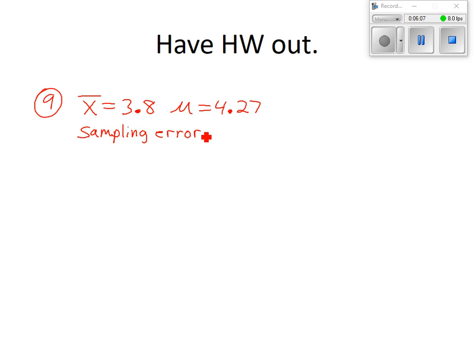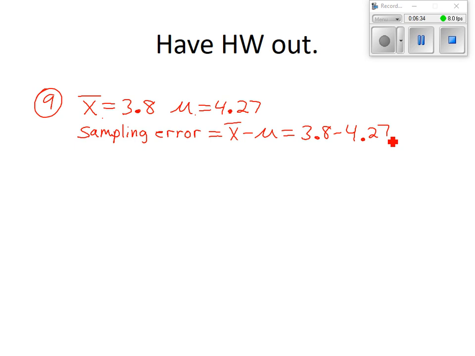Not the margin of error, but the sampling error. All we do to find the sampling error is take X bar minus mu. So we just take 3.8 minus 4.27. Somebody help me out, what's 3.8 minus 4.27? Negative 4.7.